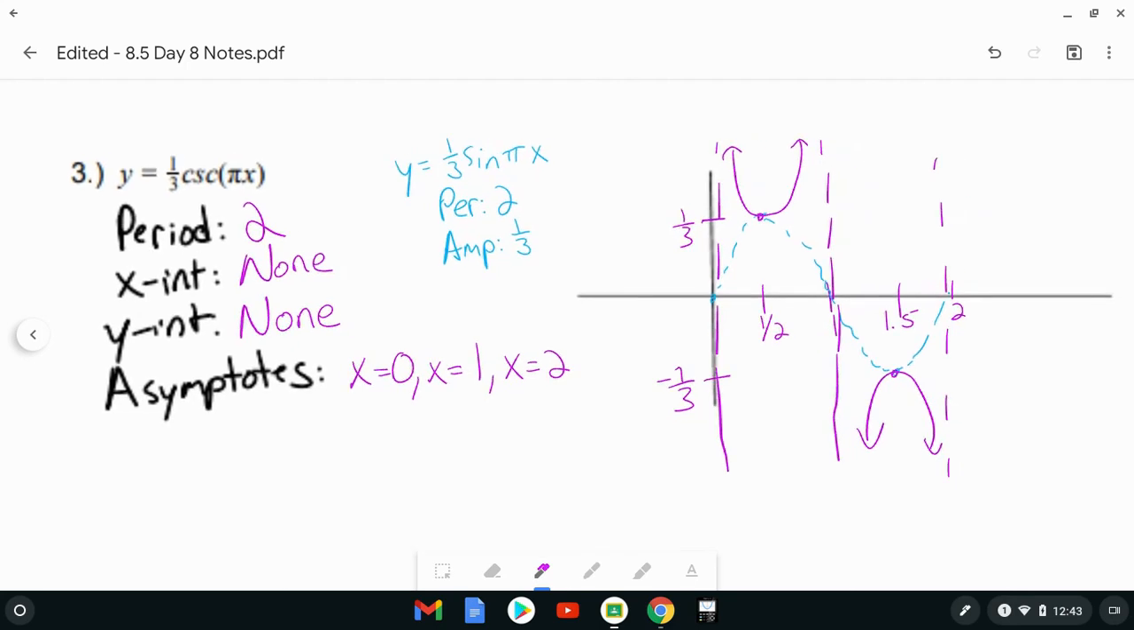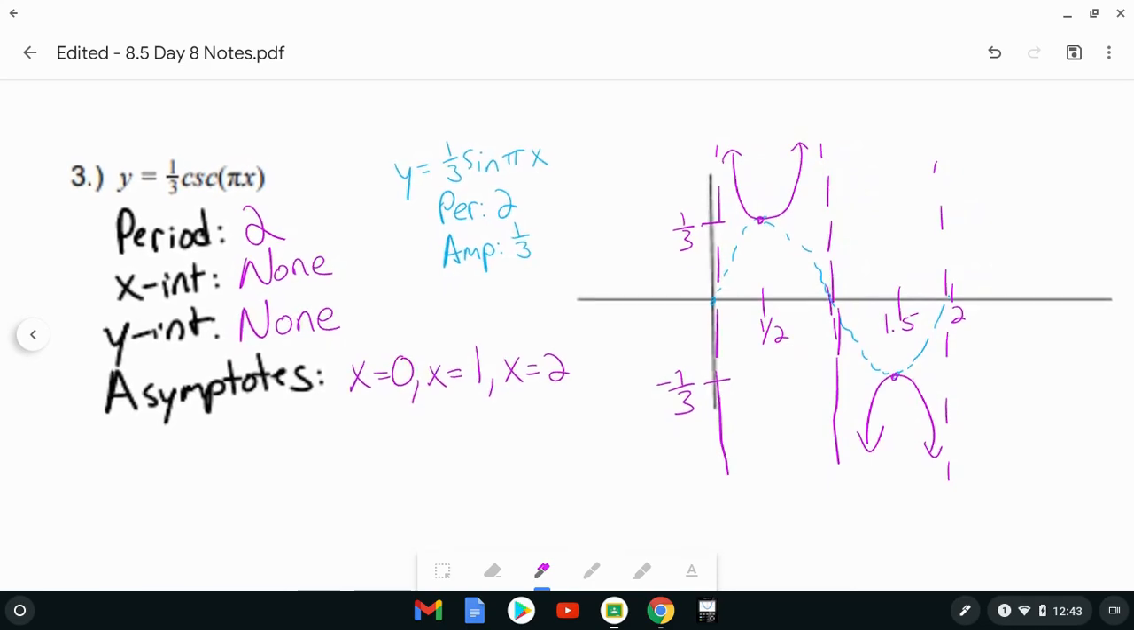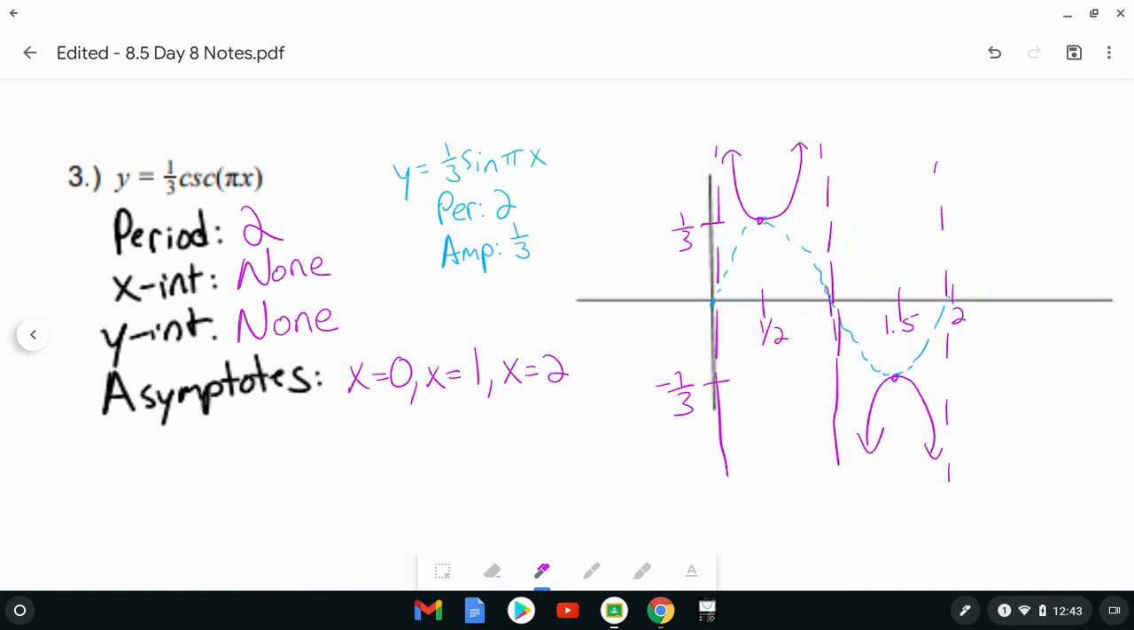Okay. So again, the best way to graph your secant and cosecant functions is to graph your sine and cosine functions first and use those as a guide. The tangent and cotangent functions follow the pattern on the warm-up, and you should be good.